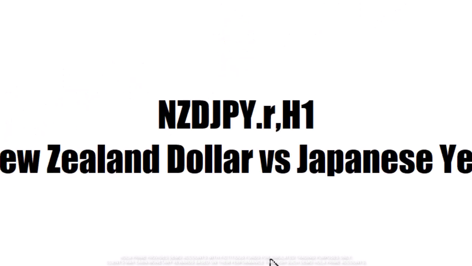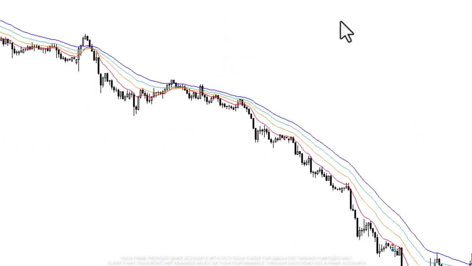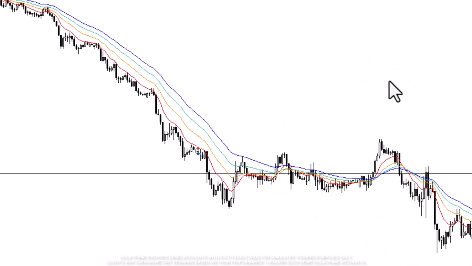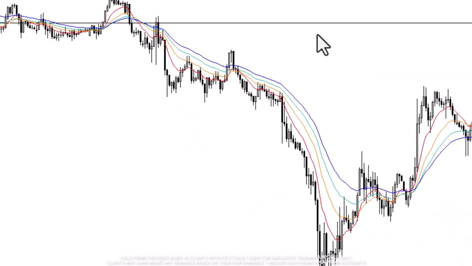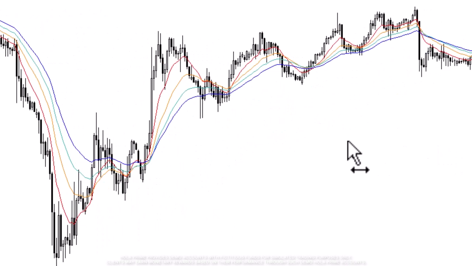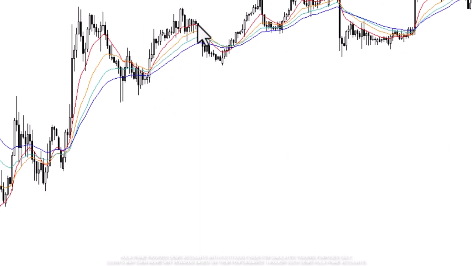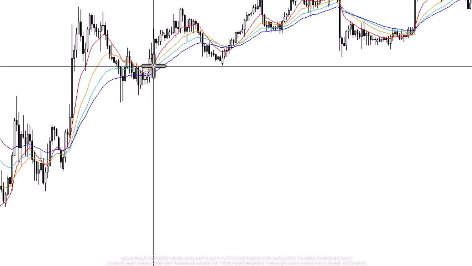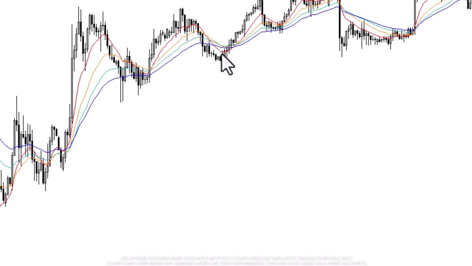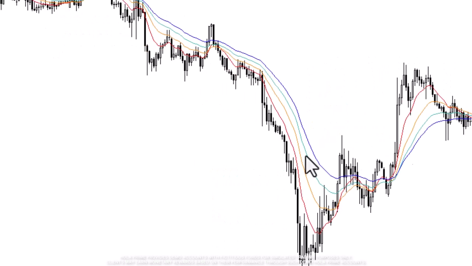Why don't we take a look at the New Zealand dollar, Japanese yen? Now notice there are big movements in this pair. You will have times where things get a little volatile like this, and although you will have had a little bit of a gain, you will find yourself going in and out. So you do need to know your environment. That is one thing that I would say.